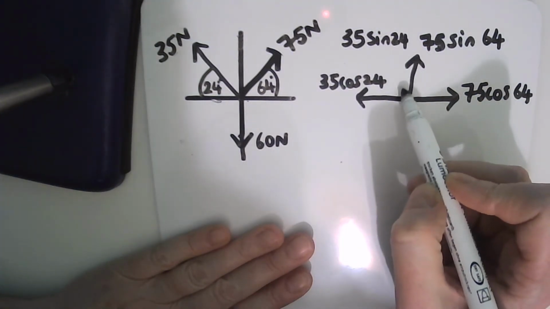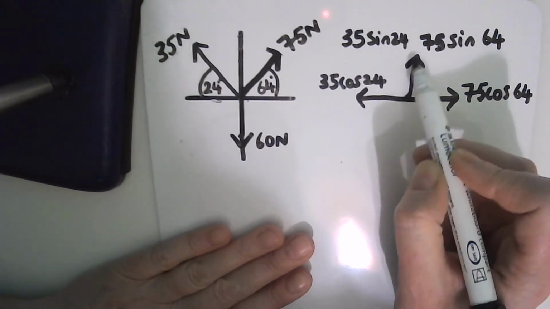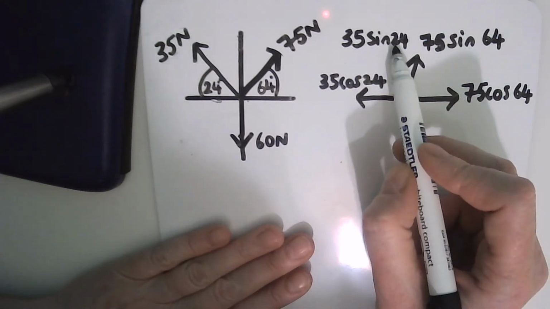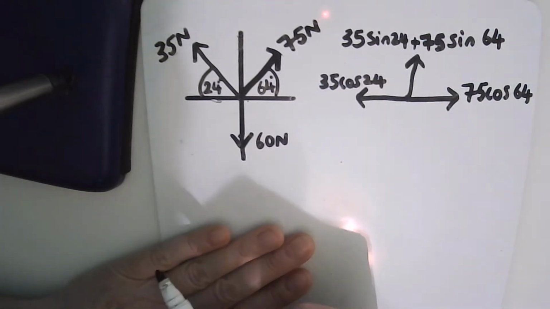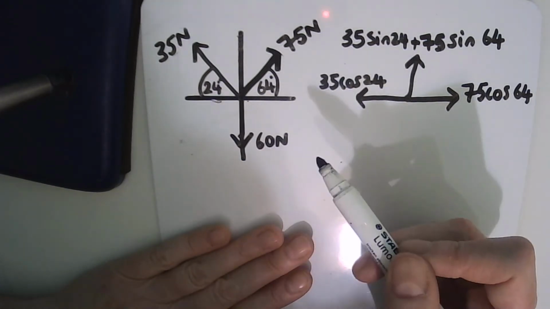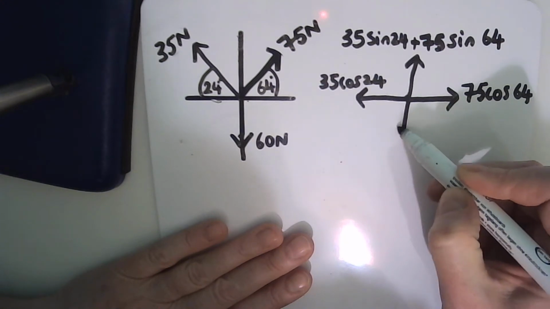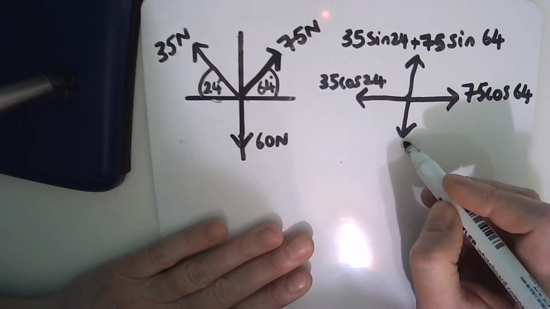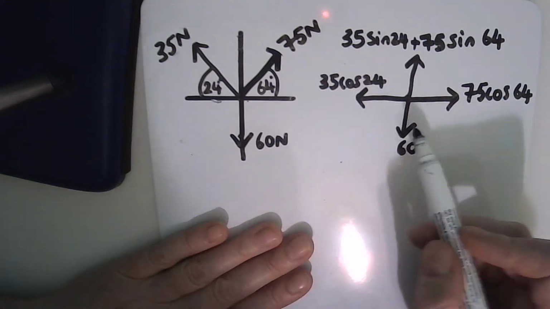So what I've done there is split this into a horizontal and vertical. Now I haven't drawn a second arrow in here, it may just confuse things a little bit, so I've just kept it going in the upward direction. This is going to be pointing upwards and this is going to be pointing upwards, so actually we will add those together because they're both pointing upwards. And then the 60 here, we'll mark on, and it's just acting downwards because there's no angle in there.